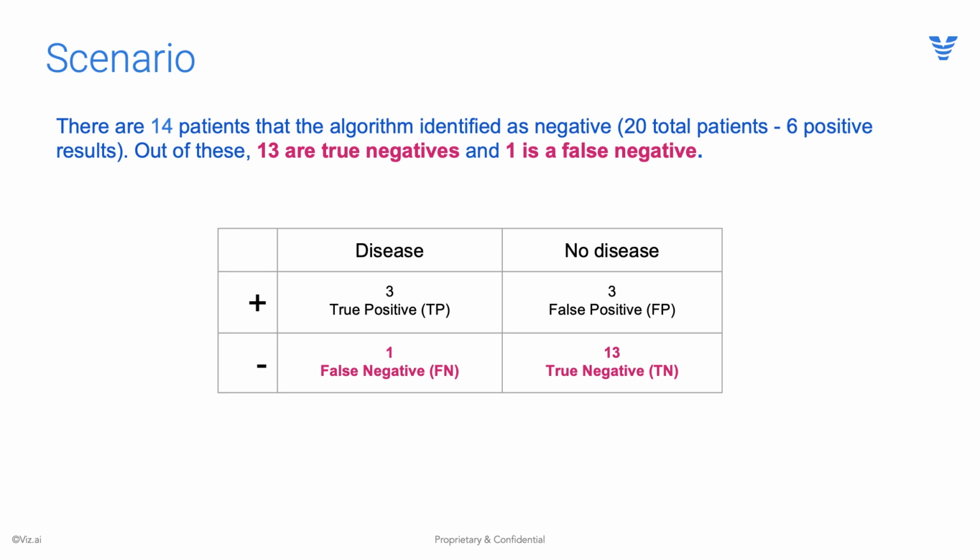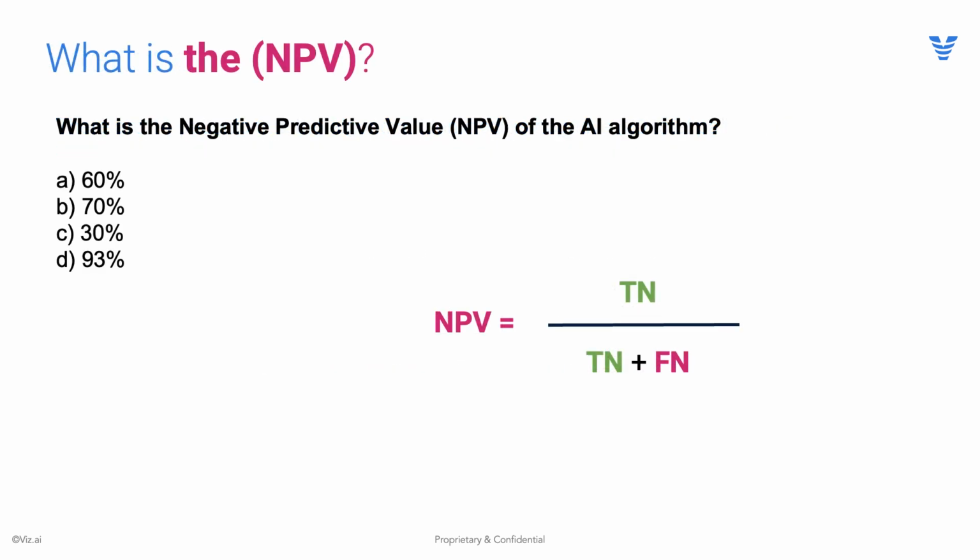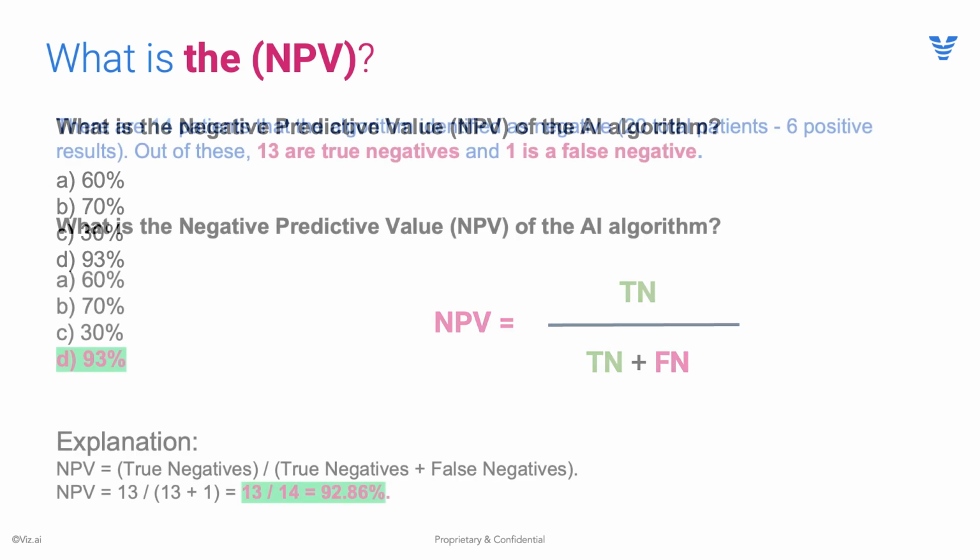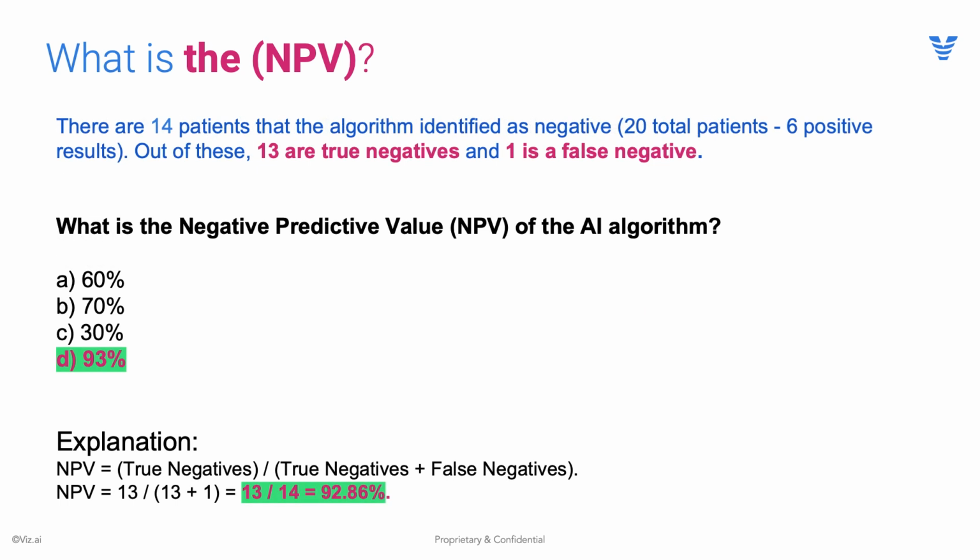So based on that, let's try calculating the negative predictive value of our algorithm, which is the true negatives, 13, divided by the true negatives plus the false negatives. We've got a lot of D's coming in, folks. And as it turns out, D is the correct answer due to math. We have 13 as our numerator and 14 as our denominator.